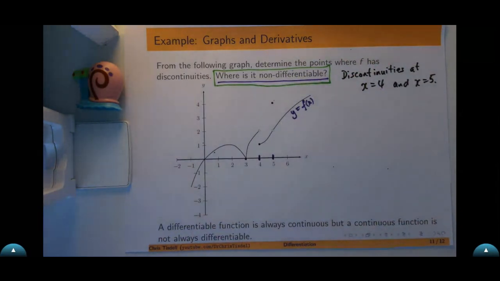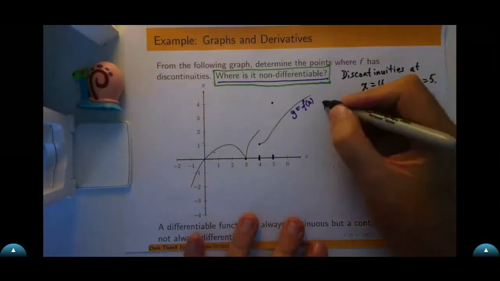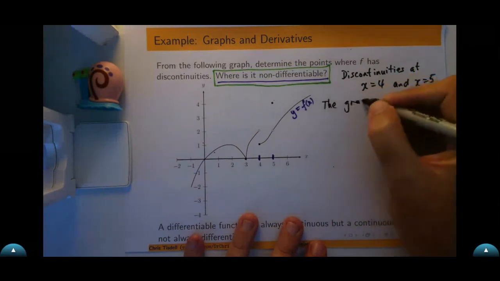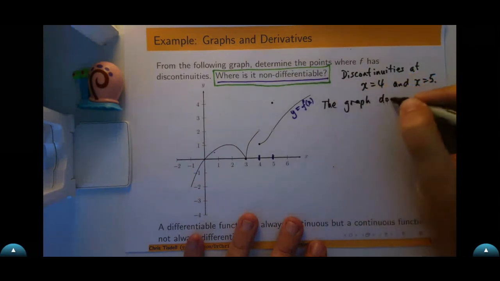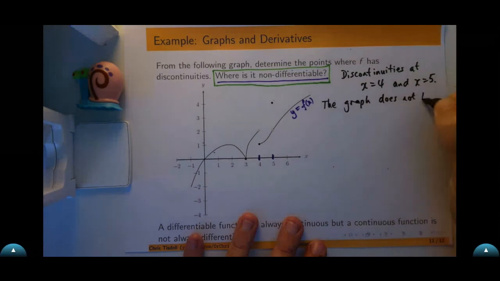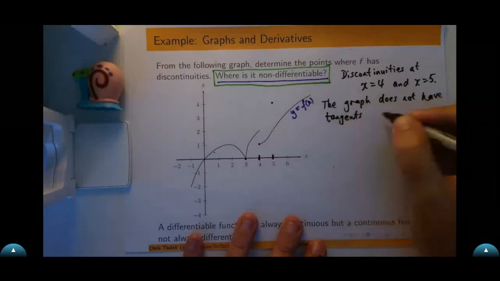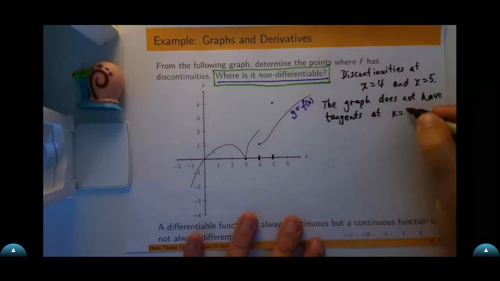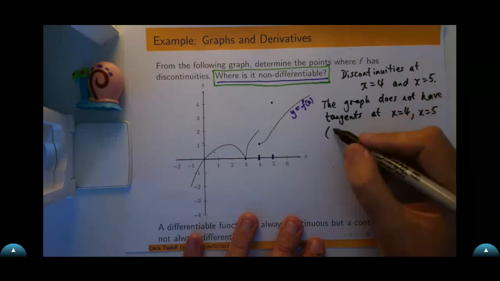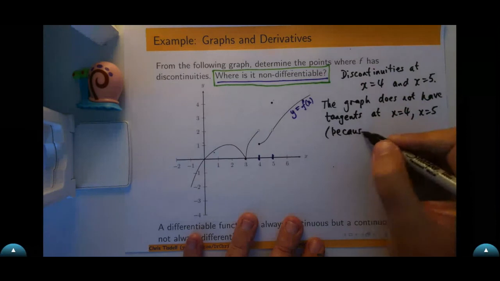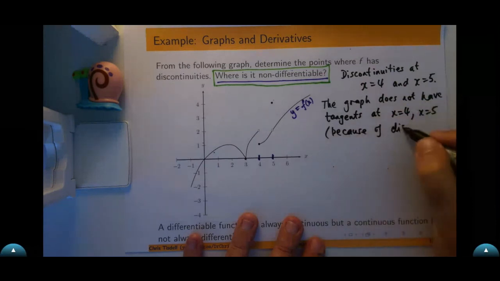Okay, so let's summarize this. The graph does not have tangents at x equals 4 and x equals 5. It's because of discontinuities.